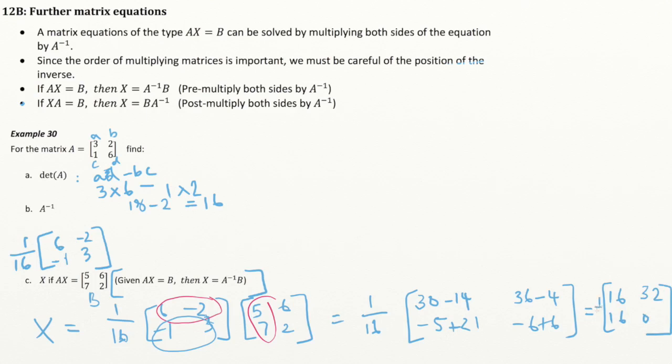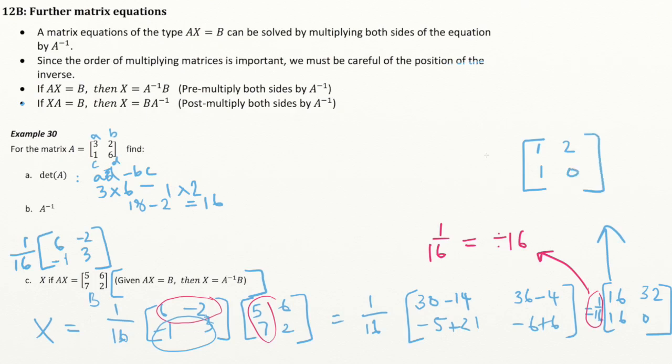And don't forget that 1 over 16 on the outside. And I'll just do it up here because I run out of space. What you now need to do, I've got 1 over 16 on the outside, so this little thing here, 1 over 16, is the same as dividing by 16. So all I have to do is just divide each of my numbers in this matrix by 16. So 16 divided by 16 is 1, 32 divided by 16 is 2, 16 divided by 16 is 1, and 0 divided by 16 is just 0.